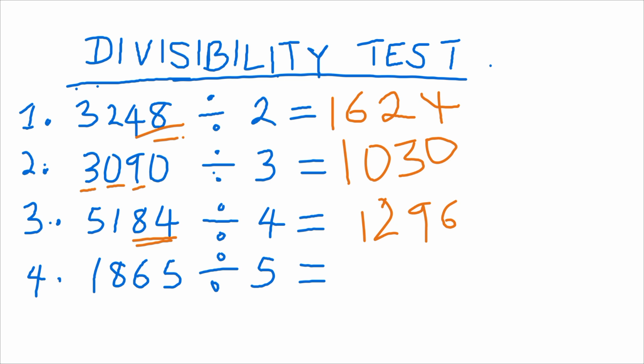Then the next one says, how do you know if a number is divisible by 5? What you simply need to do is to check the last digit. If the last digit is either 5 or 0, then you know that that number is divisible by 5. So 1,865 divided by 5 will give you 373.